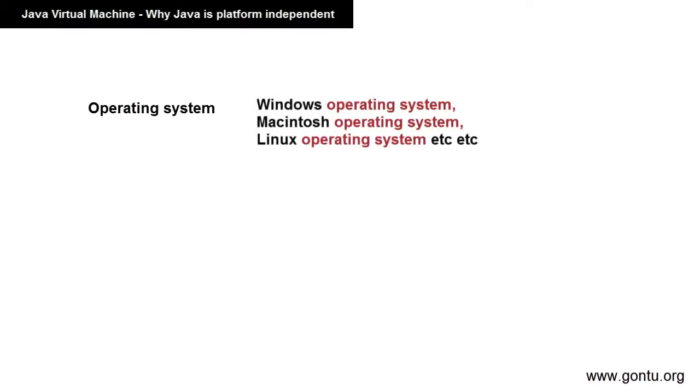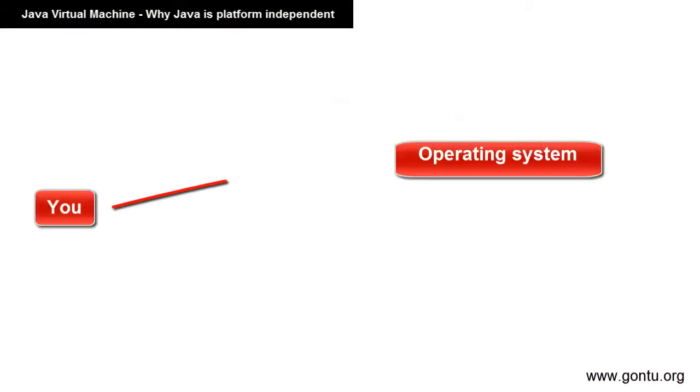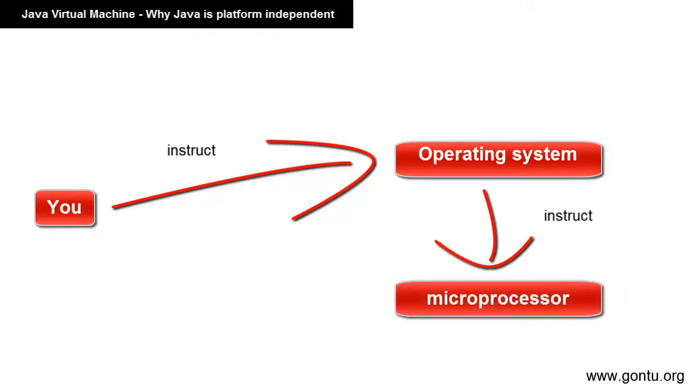A microprocessor is controlled by a big program called the operating system, for example Windows, Mac operating system, Linux operating system, etc. What you see on your computer screen is the operating system program. You instruct your operating system to perform a certain task, and then the operating system further instructs the microprocessor to run the program or programs which are needed to perform that task.